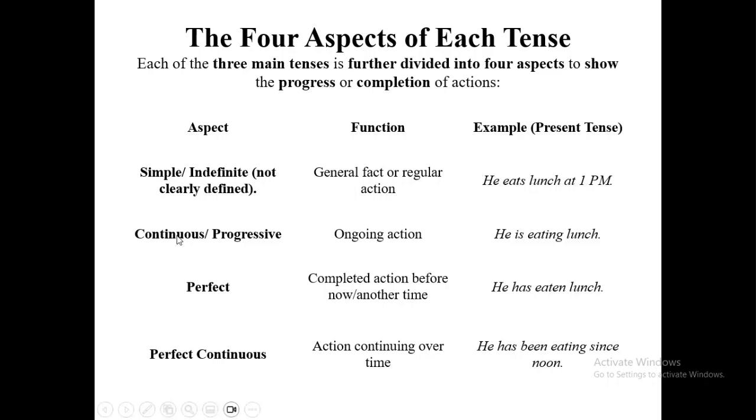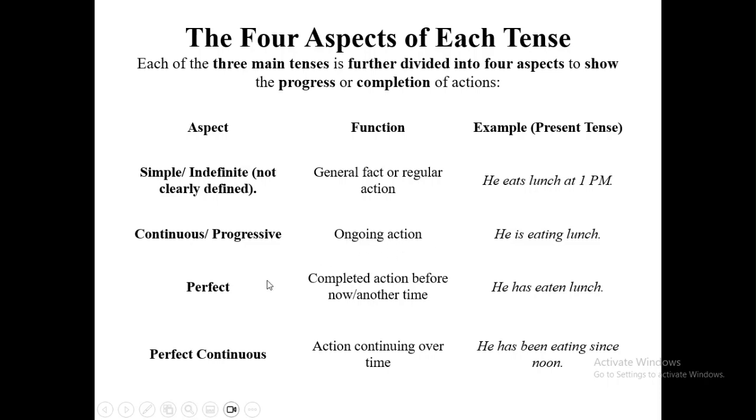The next aspect is continuous or progressive. Progressive and continuous are synonyms. In the continuous or progressive aspect, we find the action is ongoing. Understand? The action is taking place now. For example, he is eating lunch. Is eating is showing the continuous tense, the ongoing action.